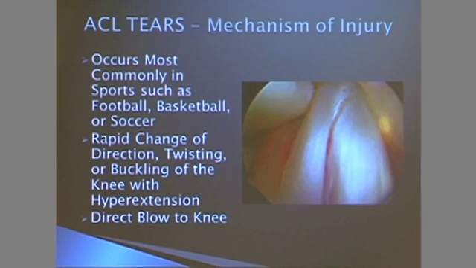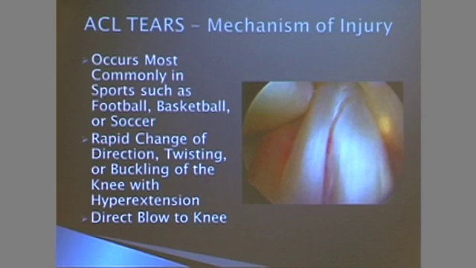The next thing I'd like to just touch on is ACL tears, and again, this is a slide that shows the ACL, and the femur up here and the tibial plateau down there, and you can see that the ACL has two bundles. There's an anterior medial bundle and a posterior lateral bundle, and of course these injuries usually occur as a result of sports-related injuries.